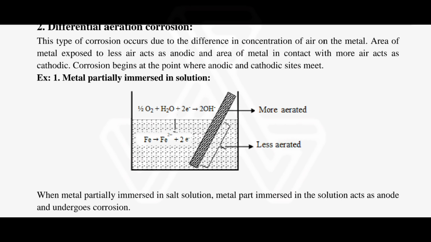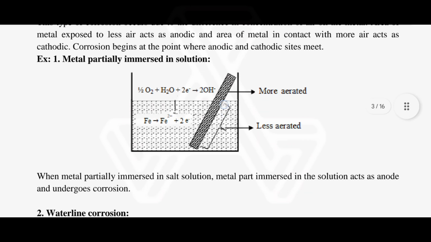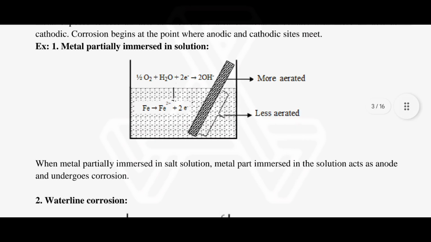Metal partially immersed in the solution, which is exposed to the more aerated region, undergoes reduction. ½O2 + H2O + 2e− gives 2OH−. And the metal part, which is in the less aerated space, undergoes corrosion by oxidation. Fe gives Fe2+ + 2e−. When metal is partially immersed in salt solution, the part immersed in the solution acts as anode and undergoes corrosion.